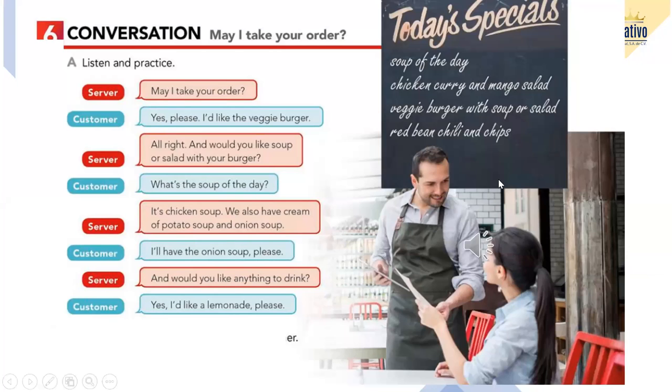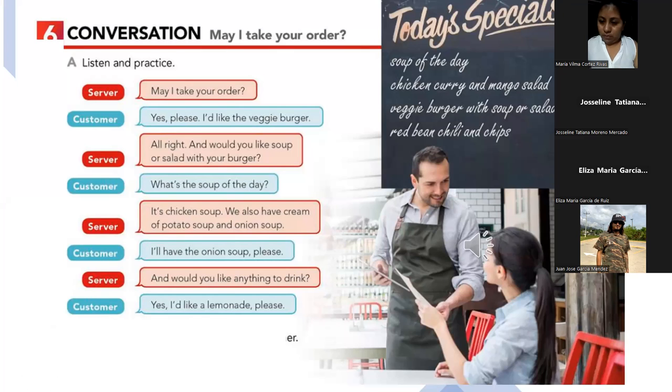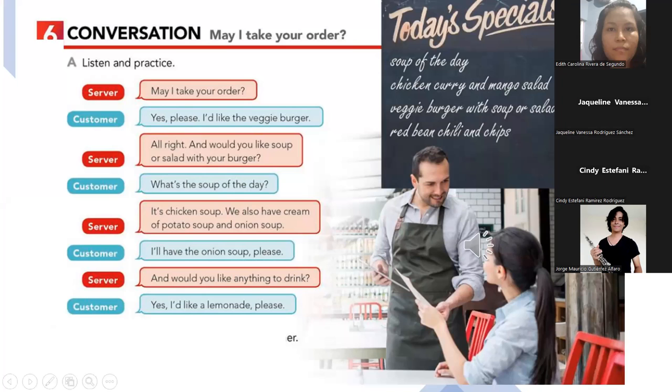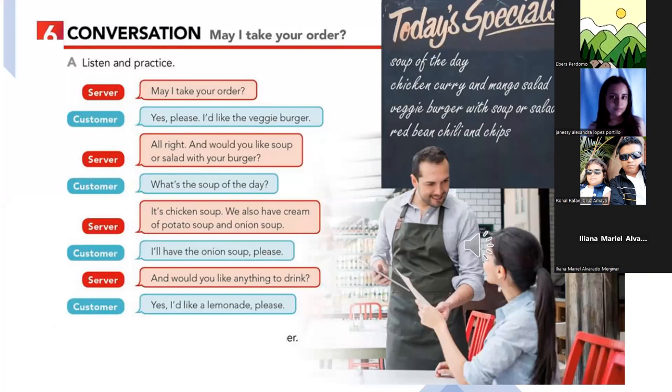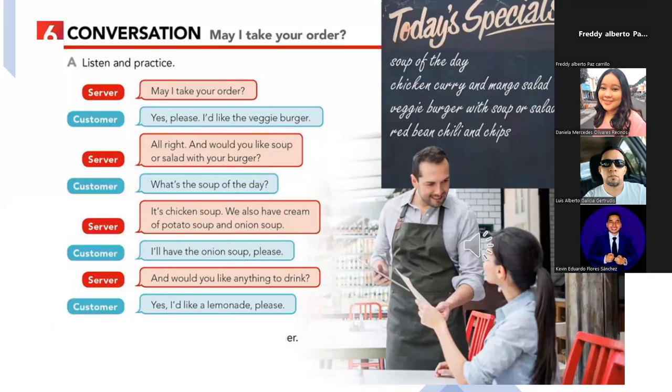Page 88, exercise 6, conversation. May I take your order? Part A, listen and practice. May I take your order? Yes, please. I'd like the veggie burger. All right. And would you like soup or salad with your burger? What's the soup of the day? It's chicken soup. We also have cream of potato soup and onion soup. I'll have the onion soup, please. And would you like anything to drink? Yes, I'd like a lemonade, please.